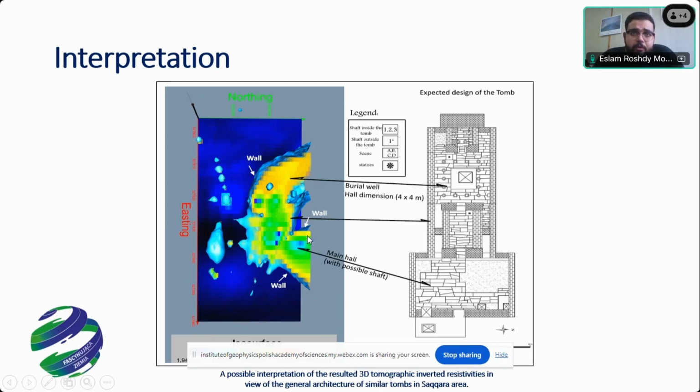As you see here, a good correlation can be seen. Two main holes with a corridor can be distinguished. A possible well may exist here in the eastern hole.